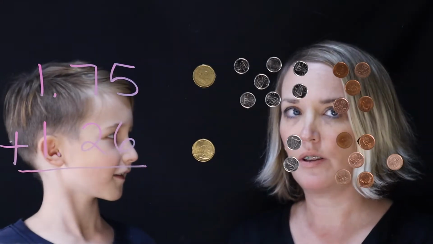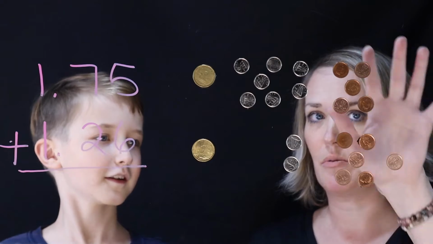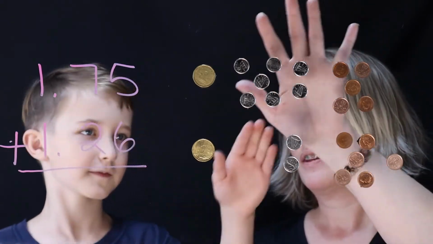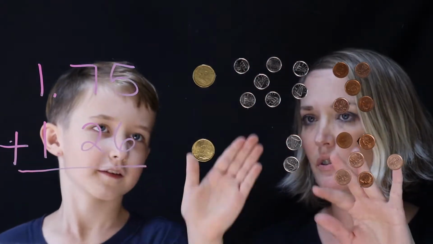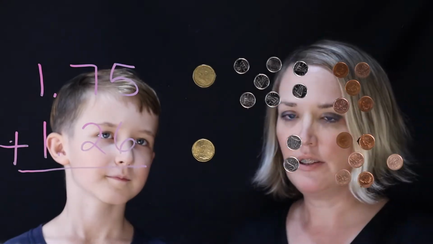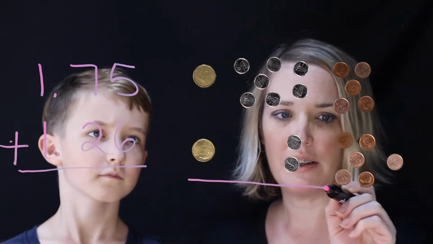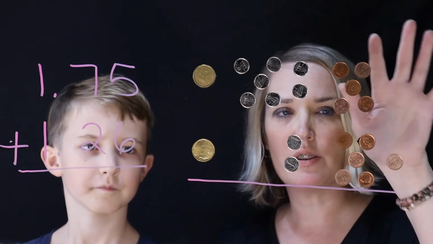Okay. How do you want to do this? Regrouping? Okay. So you want to do the pennies first? Yeah, the pennies first, then the dimes, and then the dollars. Okay, so let's just work on this. I'm going to put a little line here, okay? So we're going to do the pennies first.